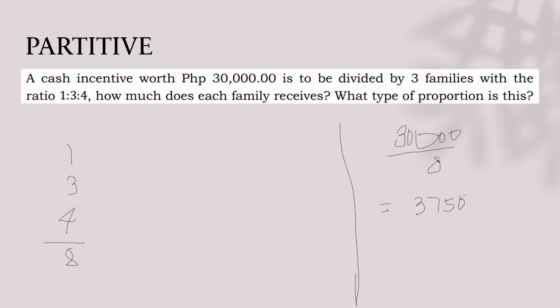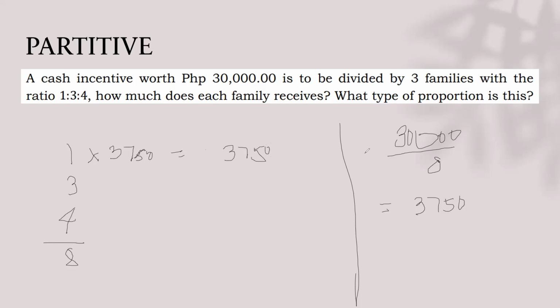That's per part. Ibig sabihin, ang first family ay 1 times 3,750, kasi isang bahagi lang siya. So 1 times 3,750 is 3,750.